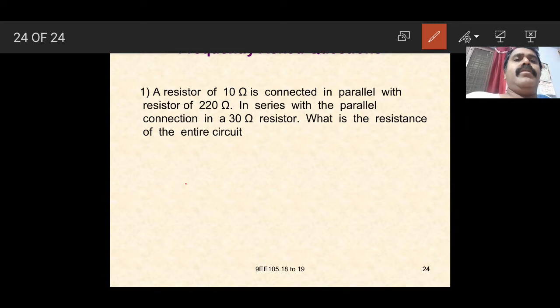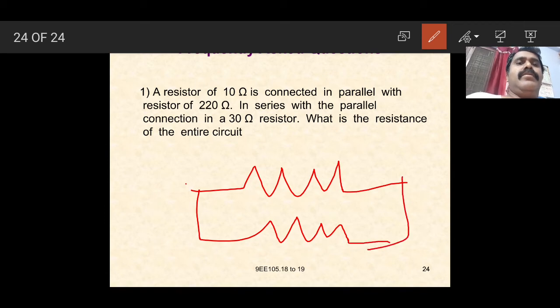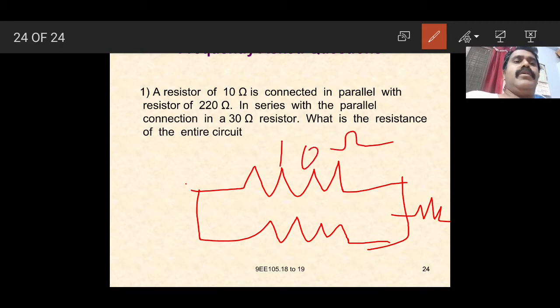We can assume the 10 ohm resistor is in parallel with the resistor of 220 ohms, and then the 30 ohm resistor. The 10 ohms and 220 ohms are connected in parallel. This parallel combination comes in series with the 30 ohm resistor.